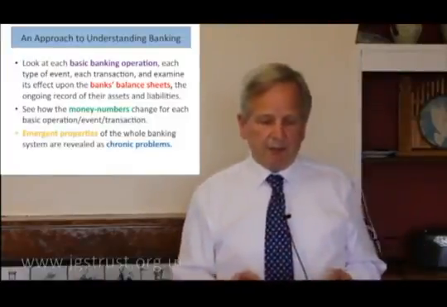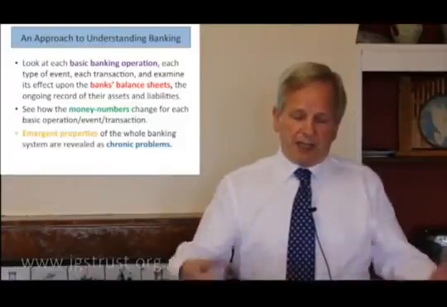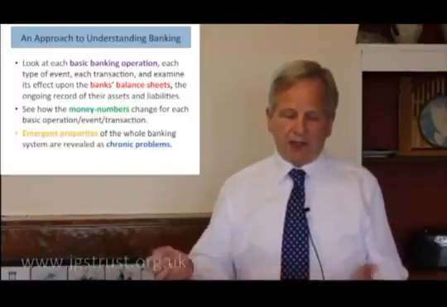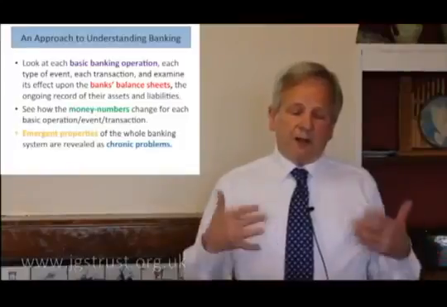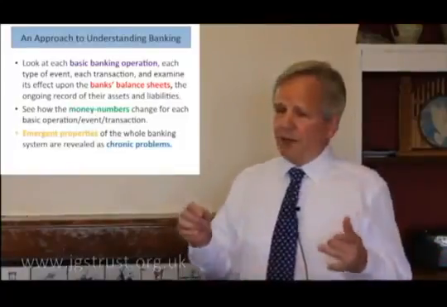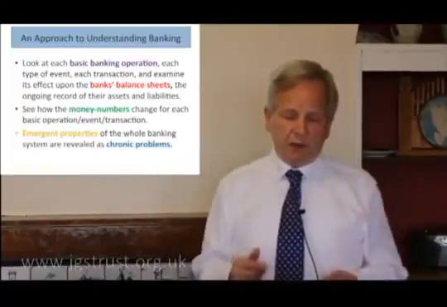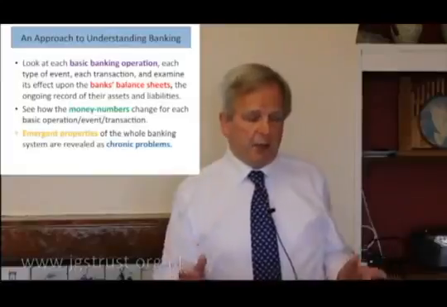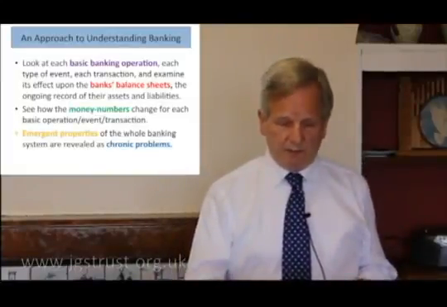We'll see that. So then we see how these money numbers change for each basic operation: putting money in, taking it out, transactions, moving it from one account to another. And you can see then from this bottom-up approach, going from the particular to the general, from the detailed to the more global picture, that emergent properties of the whole system are revealed as chronic problems.